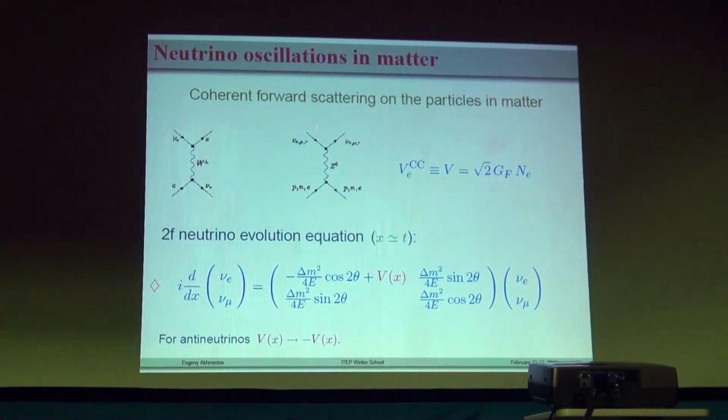I hope this is clear. If it is not clear, please ask again. That's very important. Actually, this is the most important equation for neutrino oscillations in matter, and all the rest will be derived from this equation.